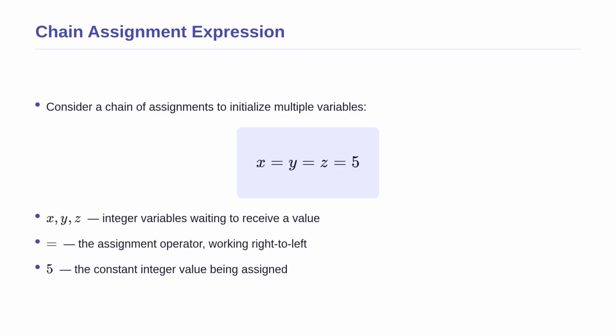To see this exception in action, let us look at a chain assignment formula. Here we have the expression x equals y equals z equals 5. Conceptually, this is used to initialize multiple variables to the same value at once. Let us break down the symbols. The letters x, y, and z represent integer variables in memory that are waiting to receive a value. The equal sign is our assignment operator, which we just learned operates from right to left. Finally, the number 5 is the constant integer value that we want to store. If this operator worked from left to right, it would try to assign y to x before y even had a value.